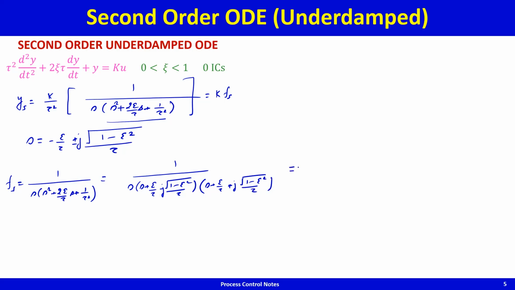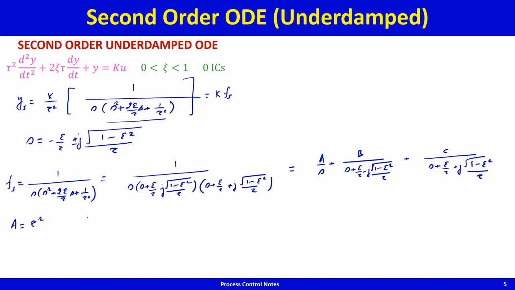And by partial fractions, we are going to say that this is equal to a by s plus b by s plus epsilon by tau minus j times square root 1 minus epsilon square by tau, plus c by s plus epsilon by tau plus j times square root. Sorry, I made a mistake. This must be 1 minus epsilon square, because epsilon is less than 1. Yeah, so 1 minus chi square by tau. And as usual we obtain a as equal to tau square, s times f s calculated at s equal to 0.